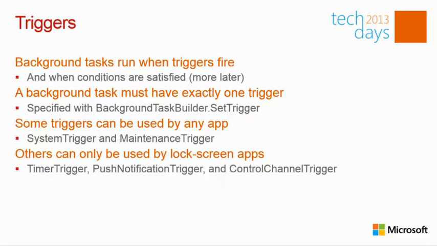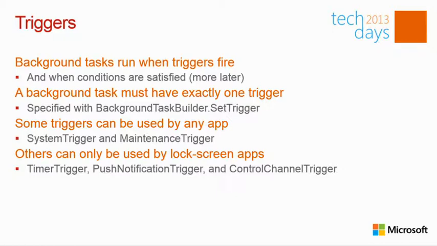By the way, there is a background tasking API in Windows Phone. Some of you who are phone developers have probably used it. This API in WinRT is different than the one in Windows Phone. It's actually quite a lot richer than the one in Windows Phone. One of the most important things to know about in the WinRT background tasking API is the triggers.